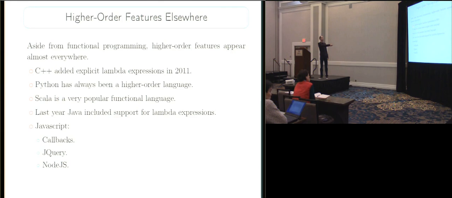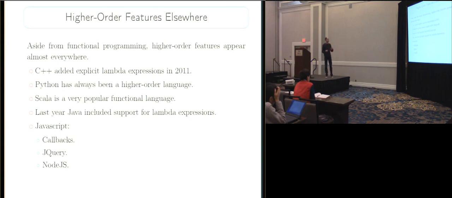If you look at things like C++, which is your low-level thing that you wouldn't expect many functional programmers to be playing with, they actually added explicit lambda expressions in 2011. They started to see the need for higher-order features. Languages like Python and Scala are very popular, and they are just higher order. Especially obvious with Scala. Even Java, the stalwart of object-oriented programming, has started to include lambda expressions since last year. And then there's JavaScript, which, whatever you think about it, is a very popular, very fashionable language.